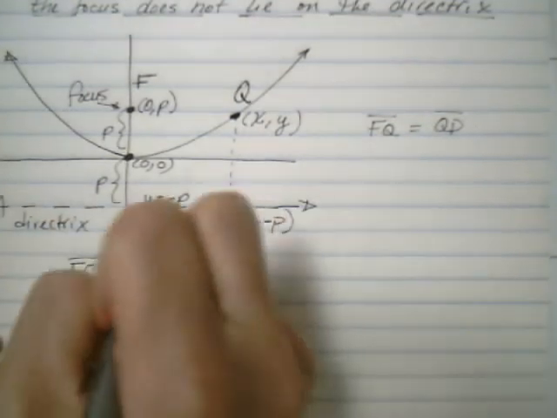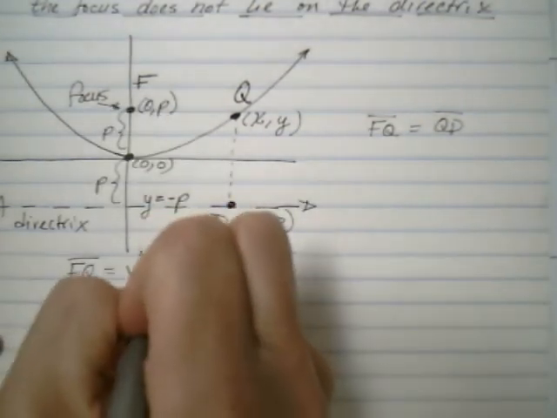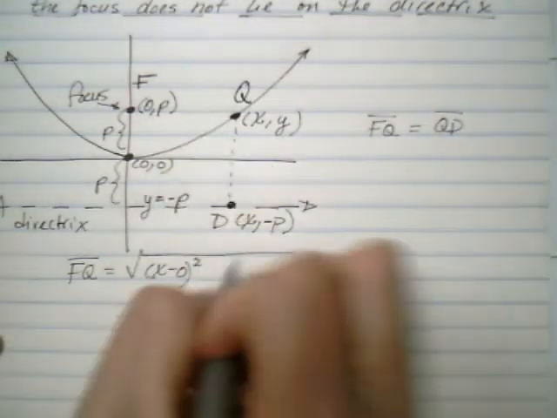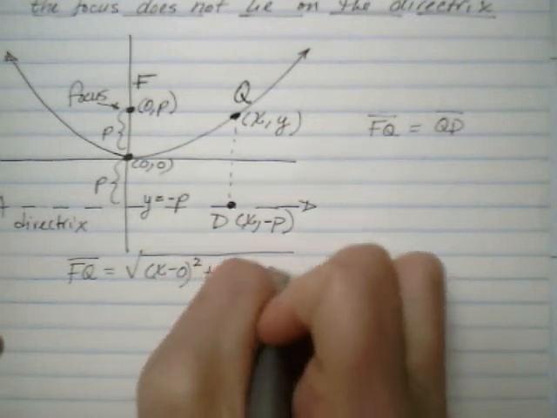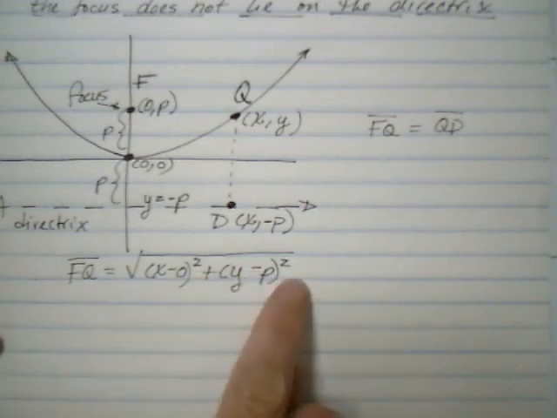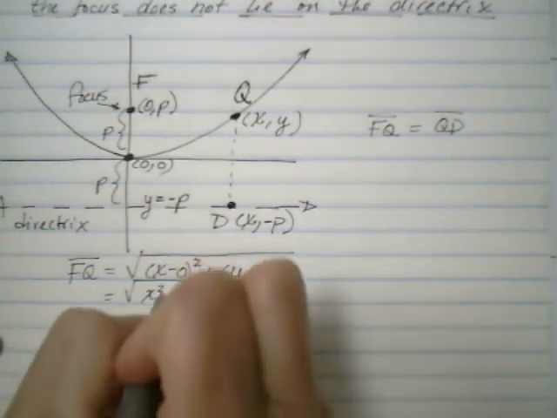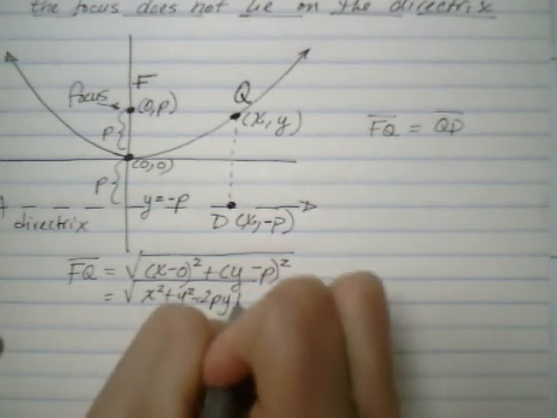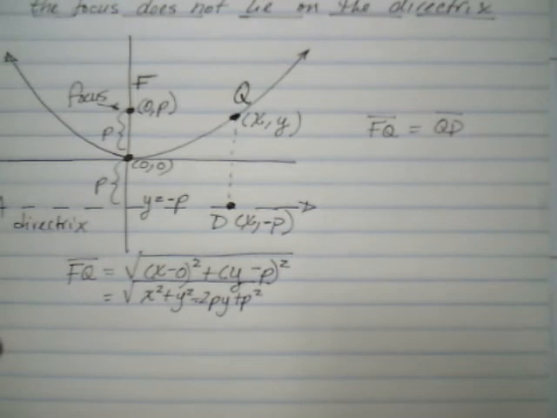By my distance formula, it says x sub 2 minus x sub 1, so it's going to be x minus 0 squared plus y sub 2 minus y sub 1, so y minus p squared. There's my distance F to Q. And I can simplify this a little bit. I get the square root of x squared plus y squared minus 2py plus p squared. Just foiling that out, that's where I'm getting that little piece there.